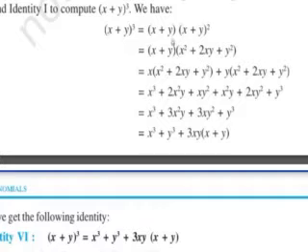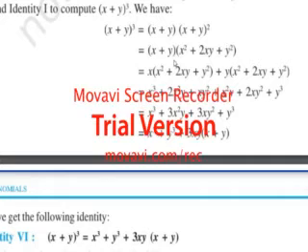So now we know that a plus b whole square is a square plus 2ab plus b square, or x plus y whole square is x square plus 2xy plus y square. So now individually both are multiplied.